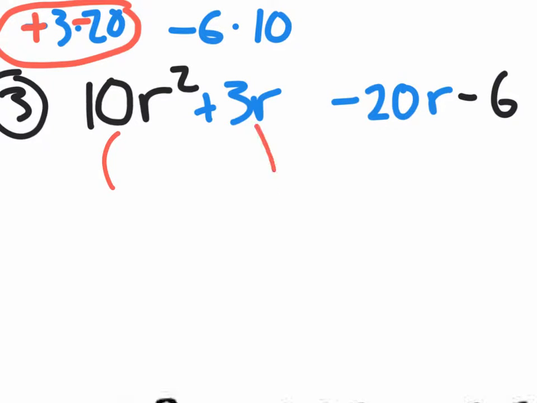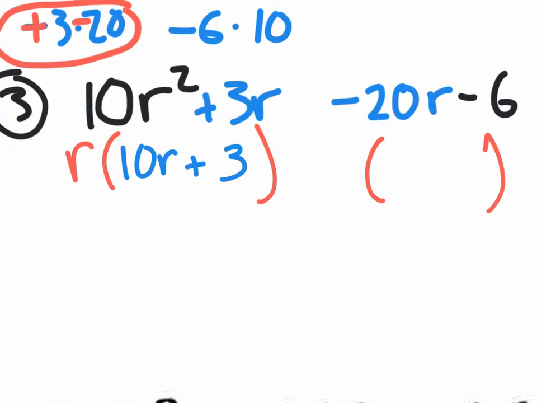So what could I pull out of my first group? An r. And if I pull out an r, what's going to be left? 10r plus 3. Okay? And in the second group, what could I pull out? What's in common in the negative 20 and negative 6? A 2. But you see how in here we have positive values, and over here we have negative values. Let's pull out a negative 2. Pull out a minus 2. That way you'll end up with positive 10r plus 3 also, the same exact binomial.